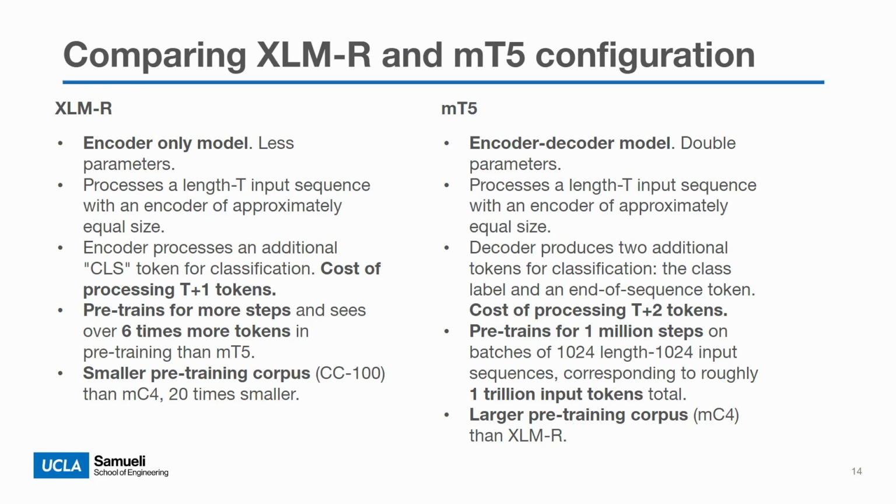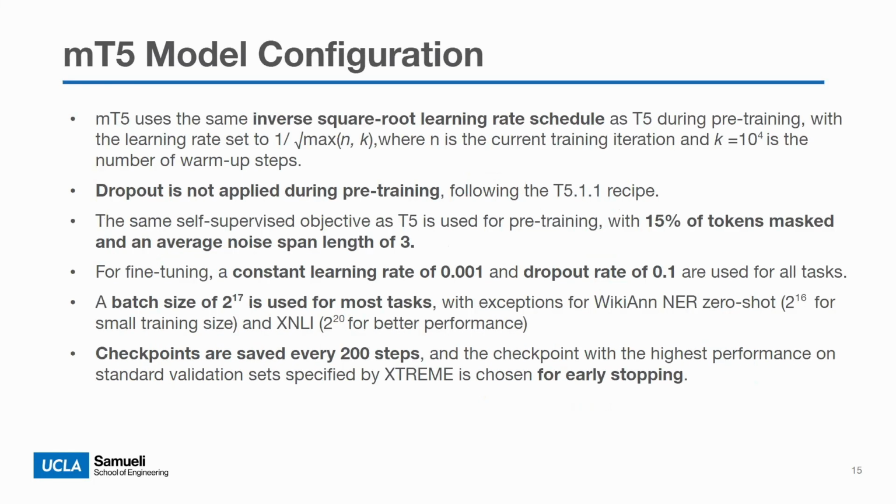Moving on to the mT5 model configuration, mT5 uses the same inverse square root learning rate as T5 during pre-training. The dropout is not applied during pre-training. The same self-supervised objective as T5 is used for pre-training in mT5, with 15% of tokens masked and an average noise span length of 3.